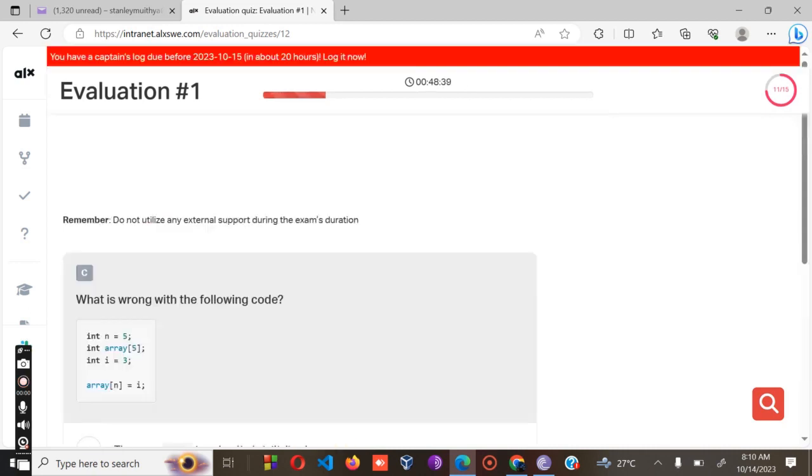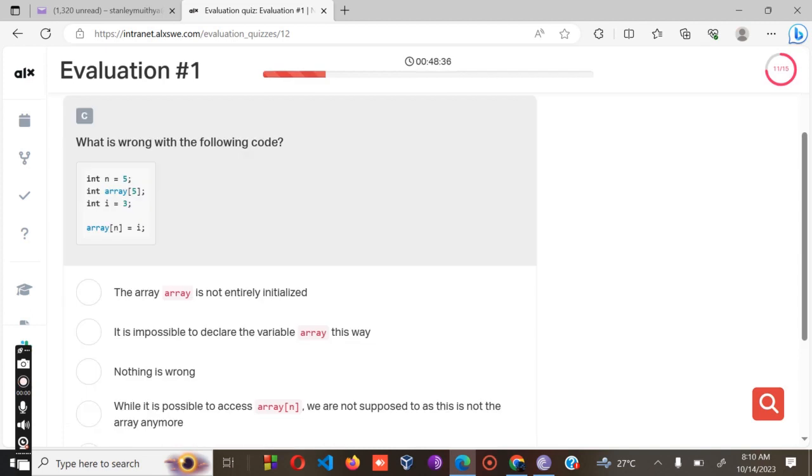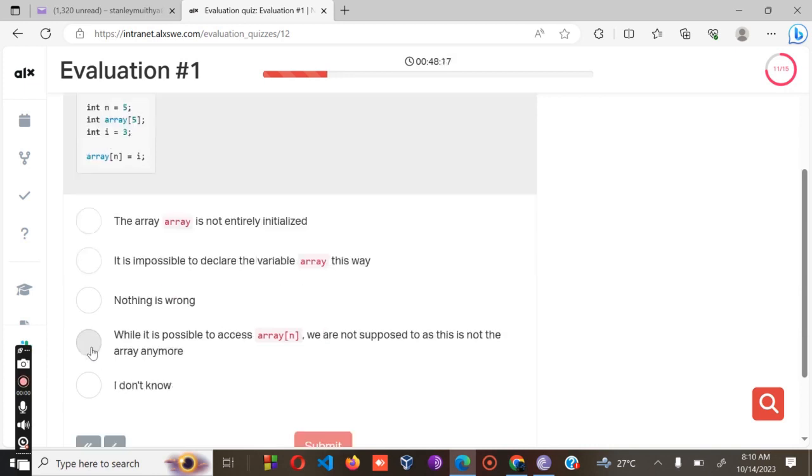Then next part we have, what's wrong with the following code? What is wrong? Okay, the answer is, while it is possible to access, because if you look at this one, no, it is not impossible to declare, nothing is wrong. So the answer is supposed to be this one: it is possible to access arrays. So that is the answer.